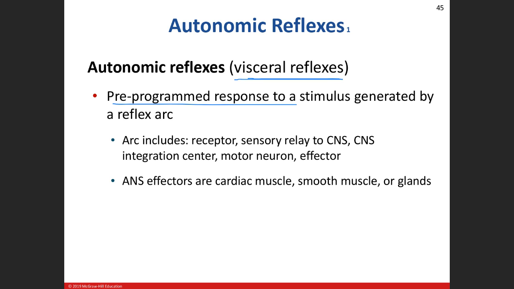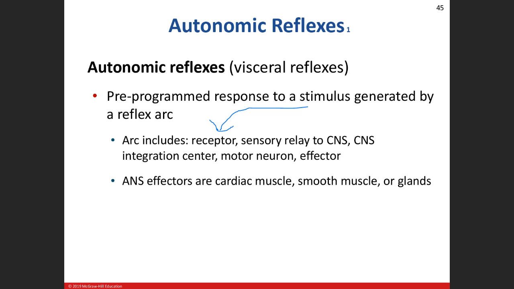So a reflex is a pre-programmed response. But of course, we need to have a stimulus. You can't have a reflex without the stimulus. So once the stimulus occurs, it's going to trigger our reflex arc. So we start off with the stimulus, and then that stimulus is going to activate a receptor, and then we know the rest of the story.